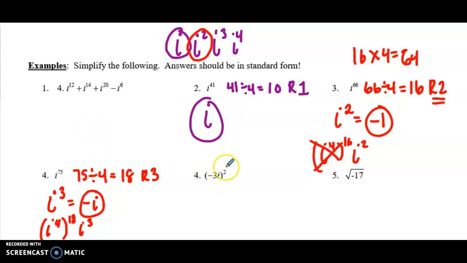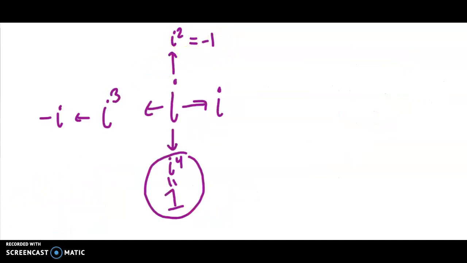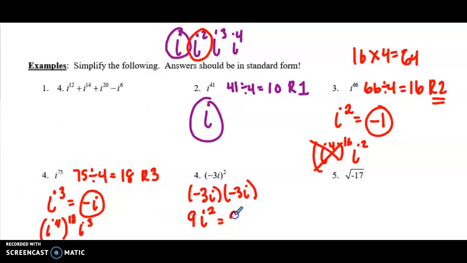Now number 4, since we have a square here, this means we want to do -3i times -3i. Let's multiply this out. -3 times -3 is +9. i times i is i squared. Now I said you can never have more than one i. So here, i squared, remember, is the same thing as -1. So we're going to say 9 times -1, which is just -9.